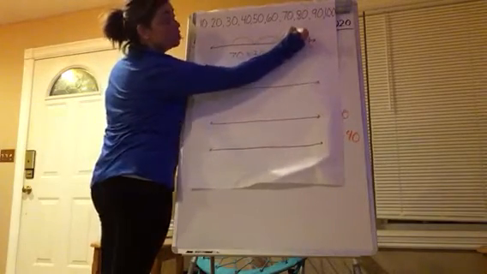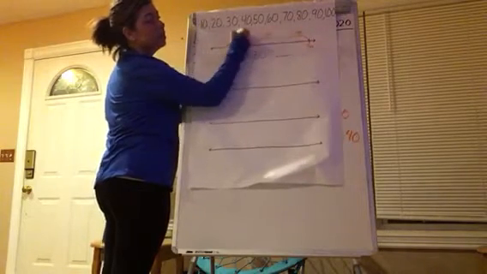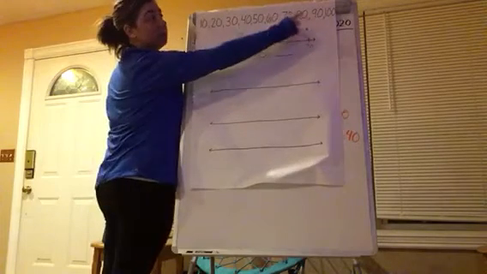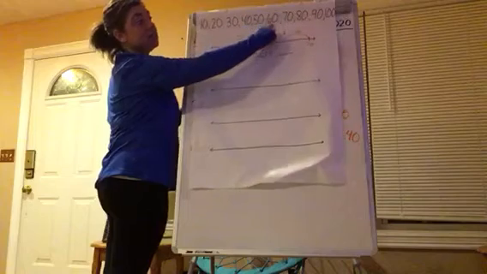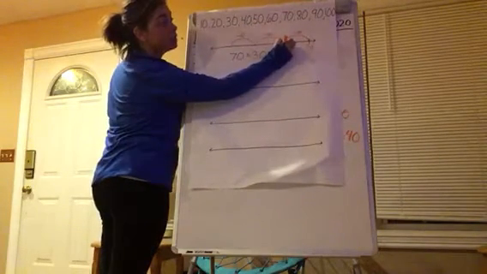So each of these jumps means we're counting back 10. We're subtracting 10. We're subtracting 10. So we started at 70, so I'm going to go up here and find the number 70. And I'm going to count back 1, 10. What did I land on? 60. So this jump is 60.